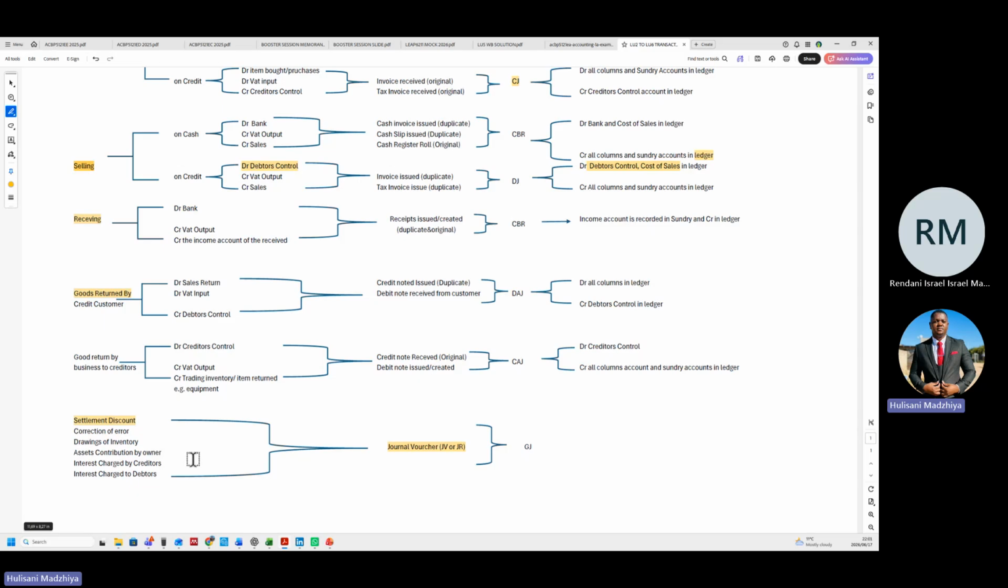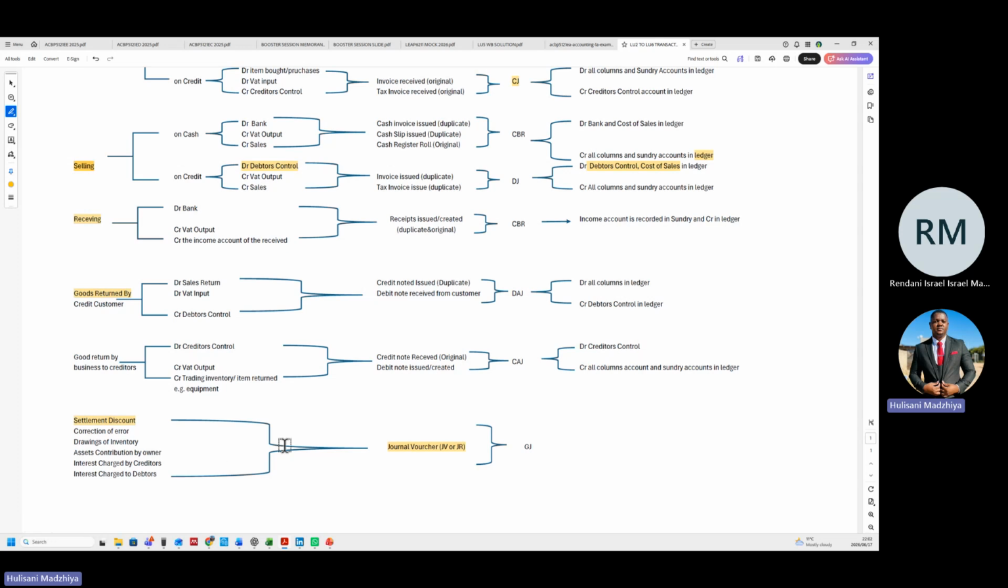But when the owner invests or deposits cash in the business as capital, that cash will be recorded in cash book receipts. But when they invest assets, because we cannot record a receipt of assets, as it's not cash under cash book receipts, it will be recorded in the general journal. When you charge your customers interest, your debtors interest, you will record it in the general journal. When you are charged by the creditor, when you charge interest, you will record that interest in your general journal.